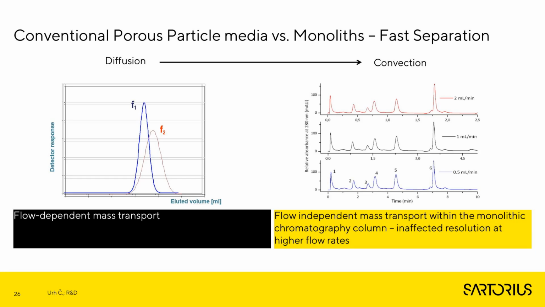And this is an example on the right-hand side of a typical analytical run where we increase the flow rate with a monolith. We see we lose no resolution independent of how fast we ran the analytics.